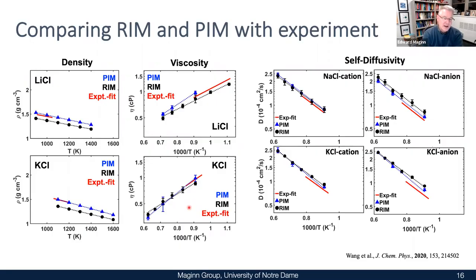What you can see, which was kind of surprising to us, is that both models do a very good job of getting the density, the viscosity, and the self-diffusivity of these different molten salts. The PIM does a little bit better for some of the salts, in particular in getting the density right. But for being 10 times more expensive, it's not that much better than the rigid ion model, which was a little bit surprising. For multivalent ions like magnesium chloride, which I'll show you some examples of, the rigid ion model doesn't work and we need the PIM. But we did a lot of benchmarking studies here.